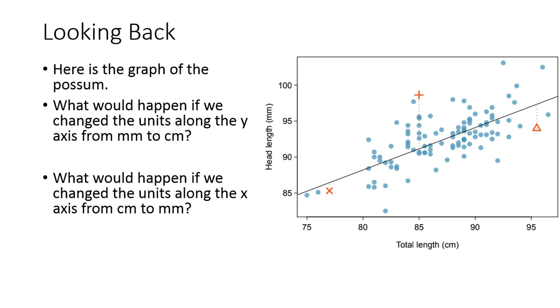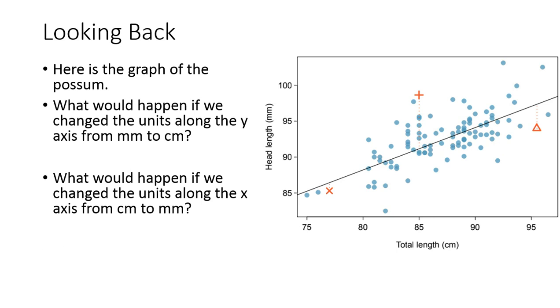Okay, so here is our possum graph again. What would change if we took this graph and changed the y-axis from millimeters to centimeters? The main thing is, yes, you would have some changes, but would the R change? Would the line change? The line would change because you're changing the y's, but would the R change? Would that correlation coefficient change?